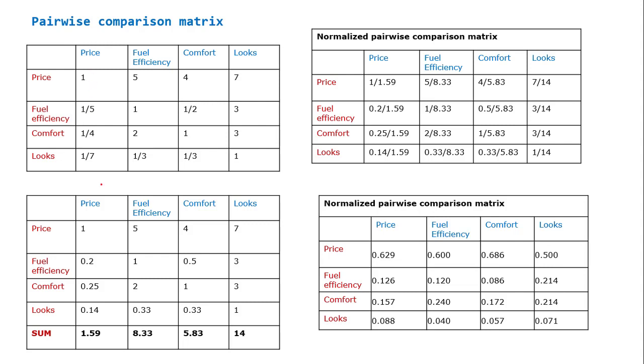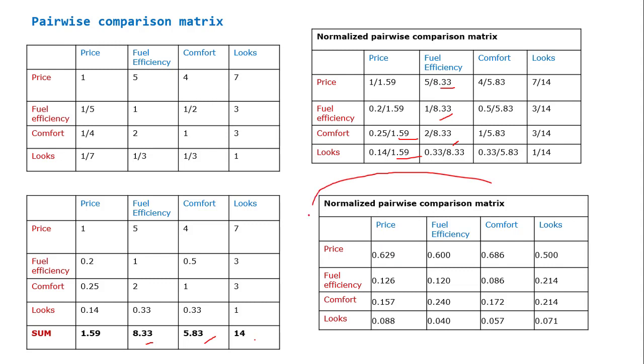Now, next step: we converted into decimal values and calculated the sum. Basically, we are looking for the normalized pairwise comparison matrix. Normalized means first you get the sum and then divide each value by the sum. 1 divided by 1.59, 0.2 divided by this, 0.25 divided by 1.59, 0.14 divided by 1.59. Similarly, for the second column, third column and fourth column, the obtained values are written here.